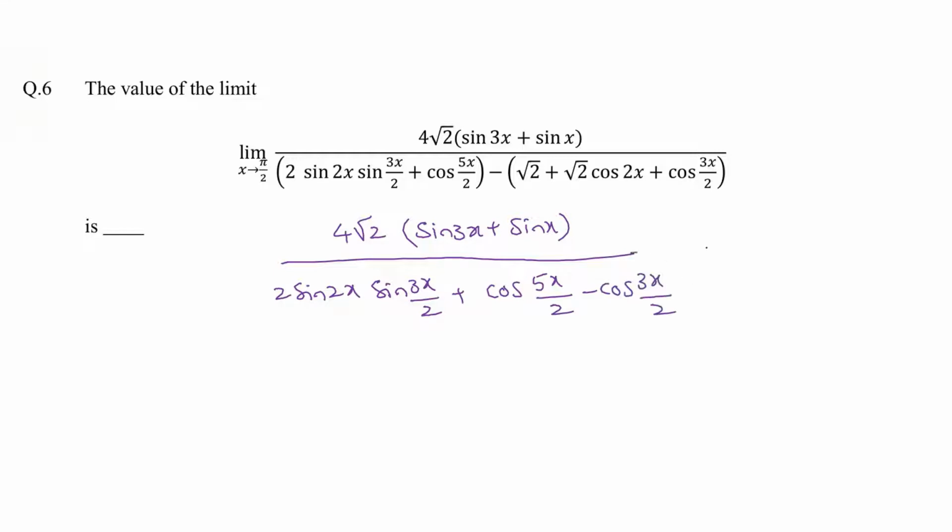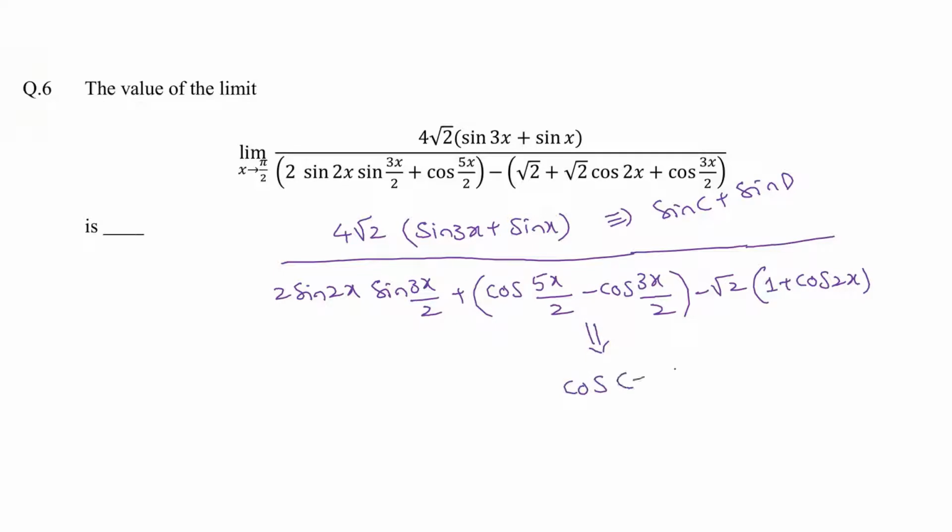Let's club these two terms. From the remaining ones, if I take minus root 2 common, there is already a minus sign, so we are going to get 1 plus cos 2x. Now this looks like sine c plus sine d, so we have to apply that formula. And this looks like cos c minus cos d. And 1 plus cos 2x can be written as 2 cos square x. So these are the three formulas that we are going to apply.